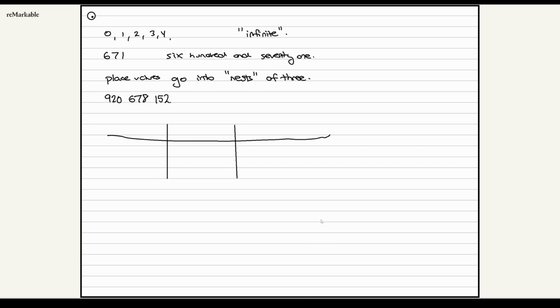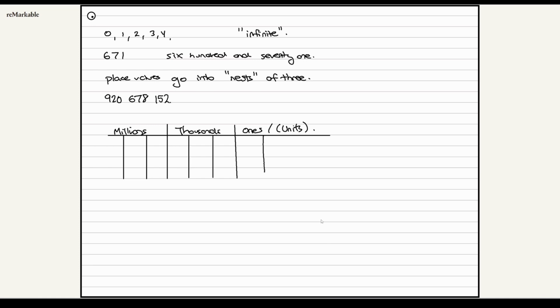Put a table together. And this can be really helpful in some of the exercises that we might be looking at today. So these are our millions, our thousands, and our ones. Or you can call them your units if you want to. Units sounds a bit more fancy, so some people might prefer to call them units. And then we can actually break down these into their own groups of 3. Here we go. Just like that.